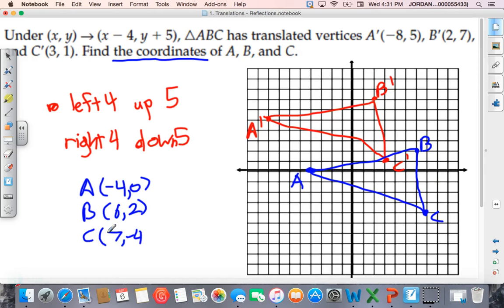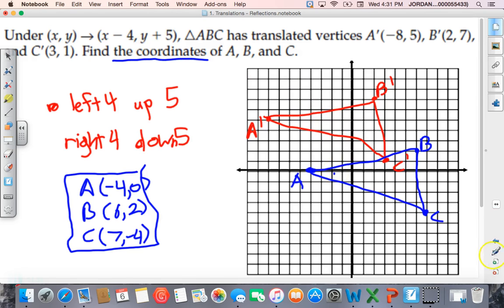7, negative 4. So this is our answer, because they wanted to know the coordinates of the points A, B, and C. All right. So again, a little tricky, because they give you the shape it was translated to, the primes, and you have to use the rule to go backwards. So you need to be aware of what they're giving you. When you see that A prime, you know they're giving you the shape it translated into, and you need to do the opposite of these rules to find the original.